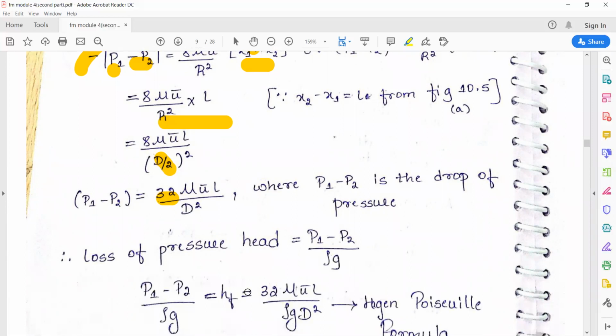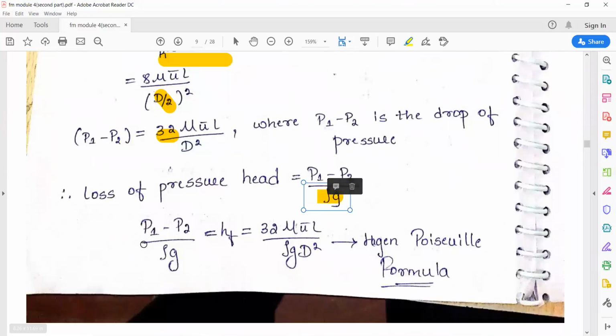All right. So for the loss of pressure head, in terms of head, if you want to write, then you need to divide both sides by rho g. So P1 minus P2 by rho g is equal to 32 mu u bar L by rho g d square. And this equation is called the Hagen-Poiseuille equation. So till here you need to derive the expression for the Hagen-Poiseuille equation. This is very important from the exam point of view.